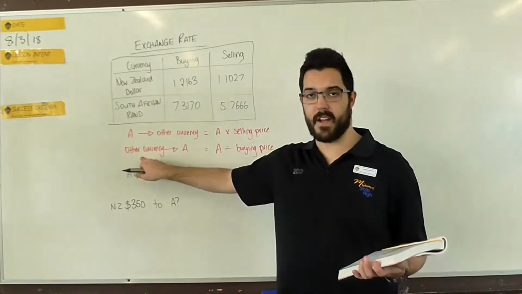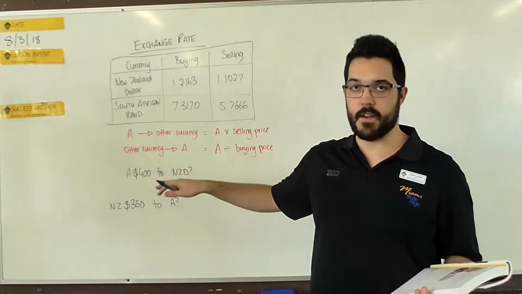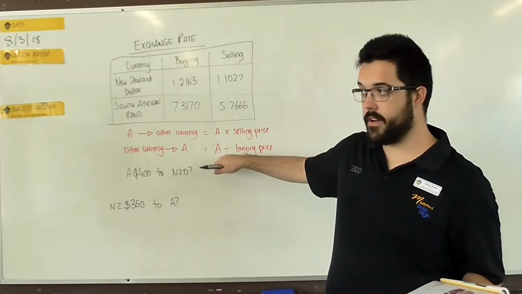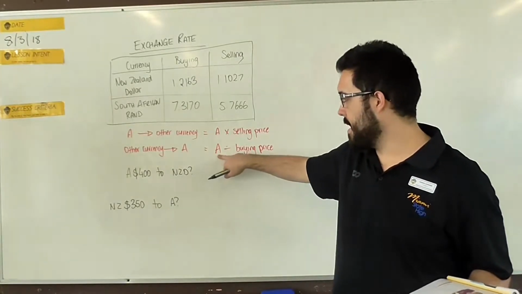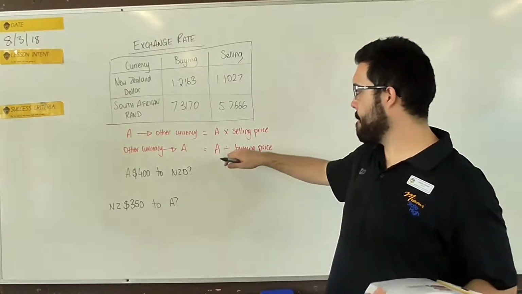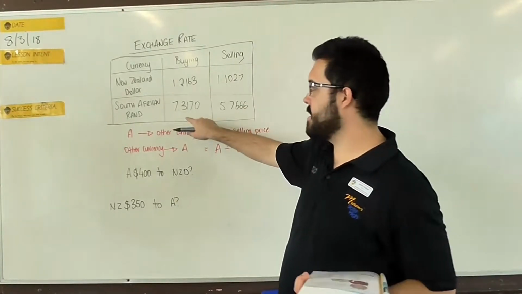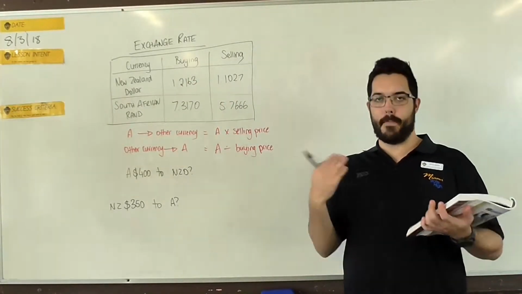If you want to go from another currency, so I come back with New Zealand dollars, back to Australian dollars, we need to divide whatever the amount is, so the amount of New Zealand dollars or whatever, by the buying price. So this price here, because the bank is now buying currency back off of you.